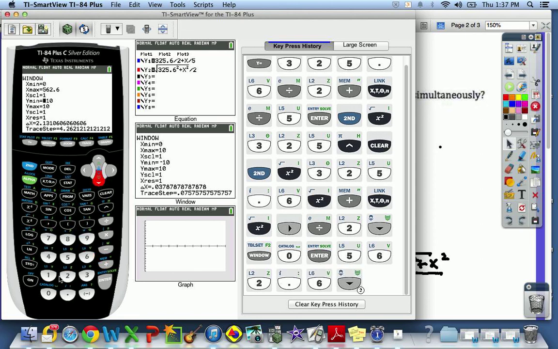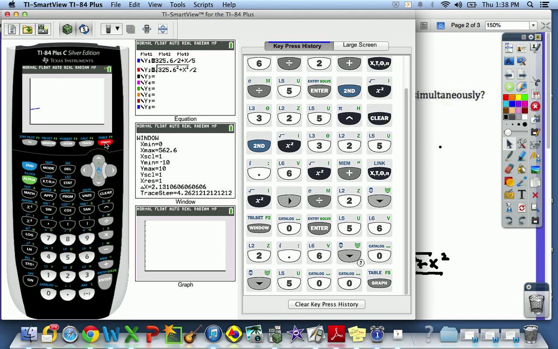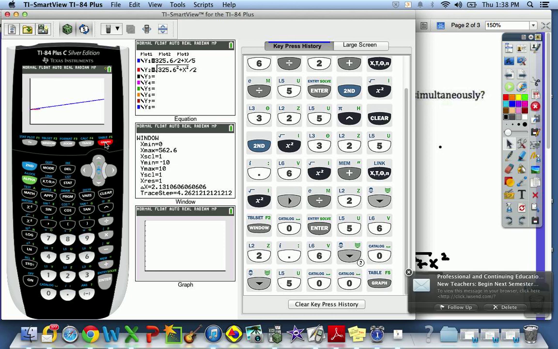And for my y min, I don't think these will intersect at a negative value. These are times. The y values are representing times. So we know the times are going to be quite large in terms of seconds. So I'll go from 0 to about 500. Let's see what happens there. So there's my y1, and now we should have a y2 coming in there.